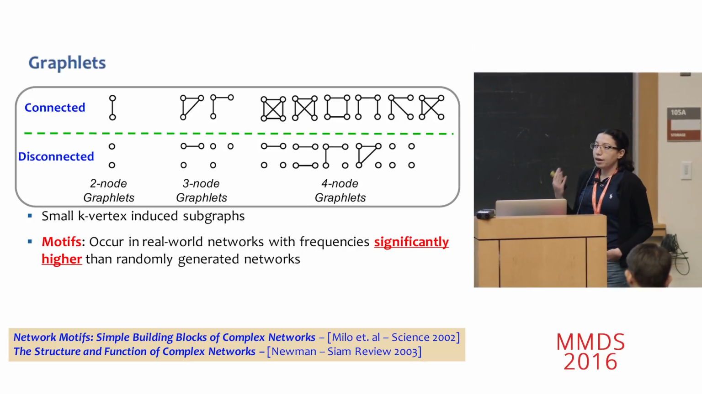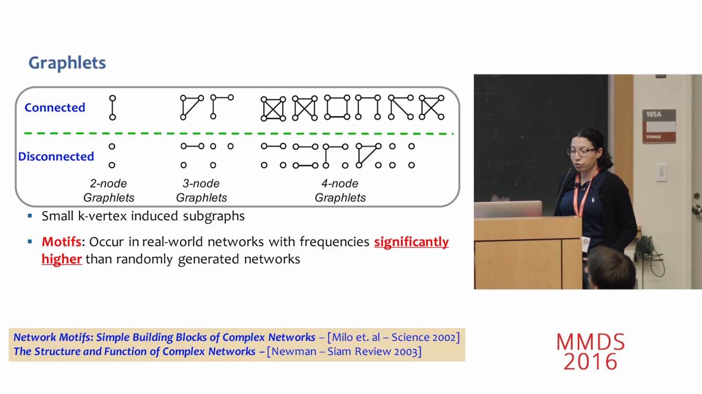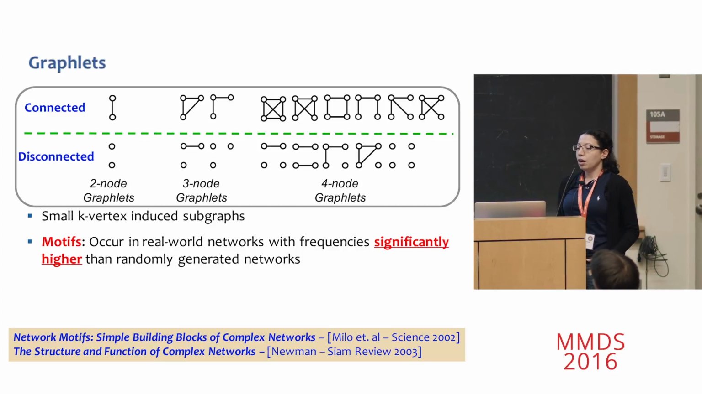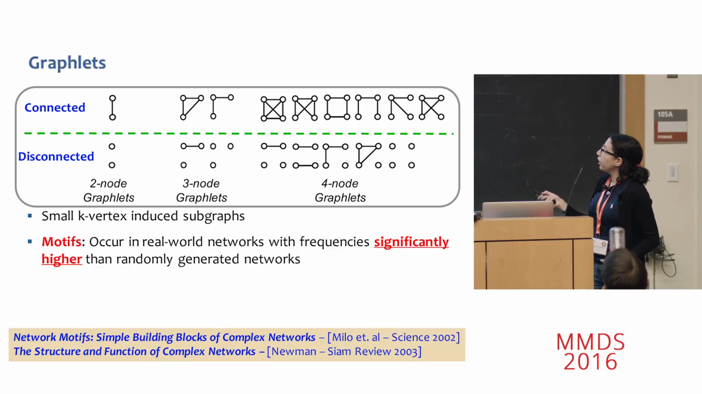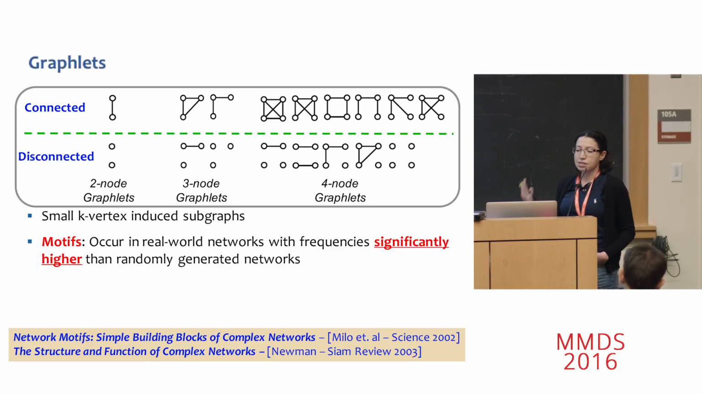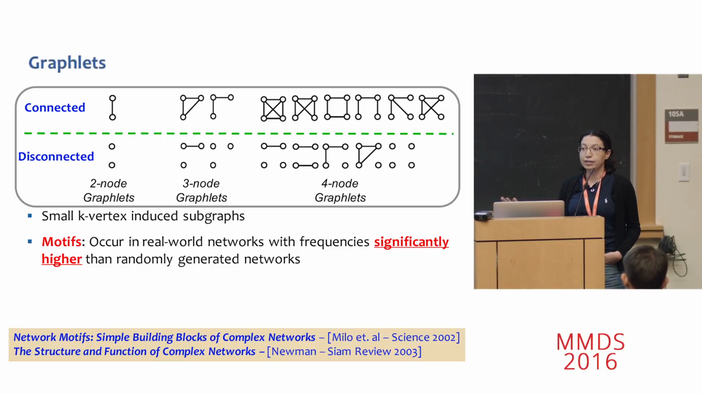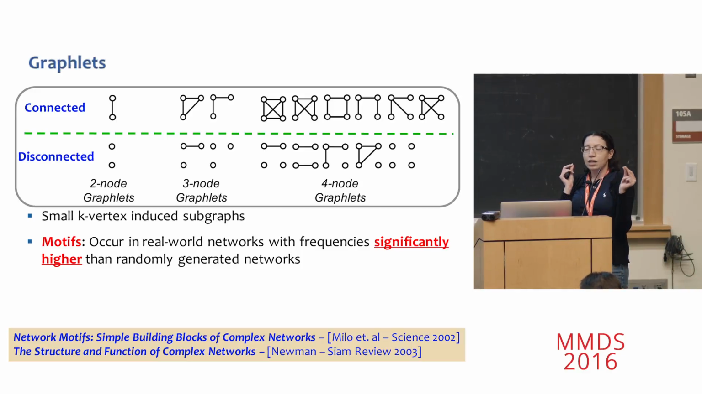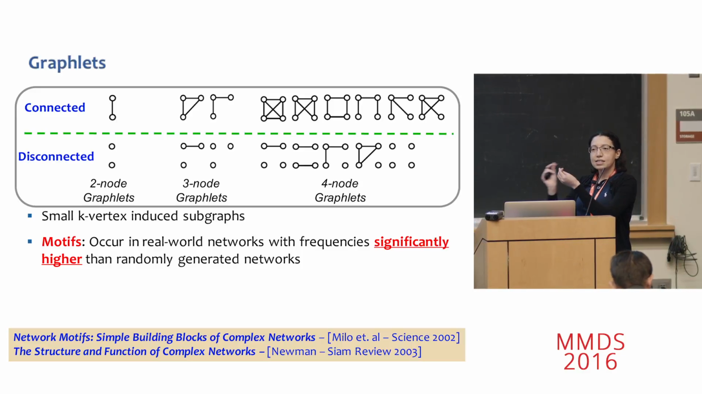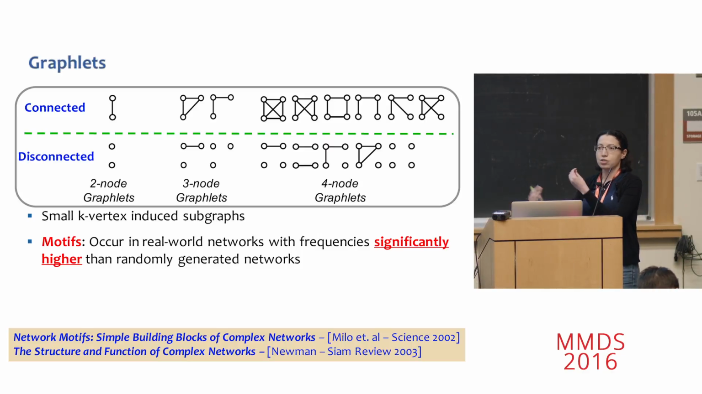There is another term that is usually used interchangeably with graphlets, which is motifs. Motifs are those particular graphlets that occur in real-world networks with frequencies that are much higher than if you were generating the network randomly. That means those are very particular graphlets that already exist in some networks just due to the generative process or the type of that network.